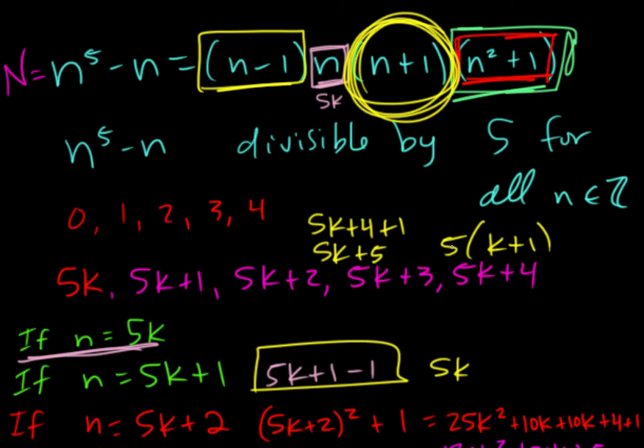Since we tried every single case that's possible, that's called proof by exhaustion. There's no other cases. All of them have been proven true. And so we know that this is always divisible by 5.